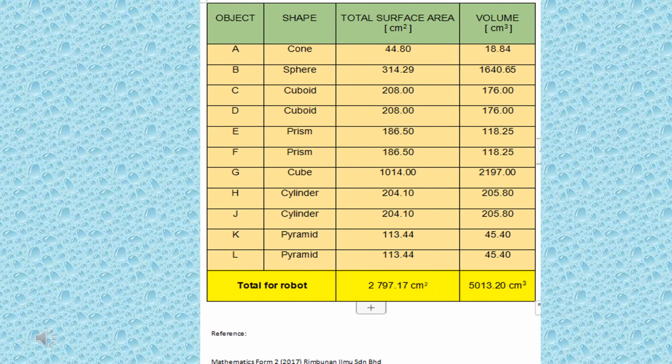To determine the total surface area of the robot, I add up the surface area of all the objects, equal to 2797.17 cm squared. To determine the volume of the robot, I add up the volume of all the objects, equal to 5013.20 cm cubed.